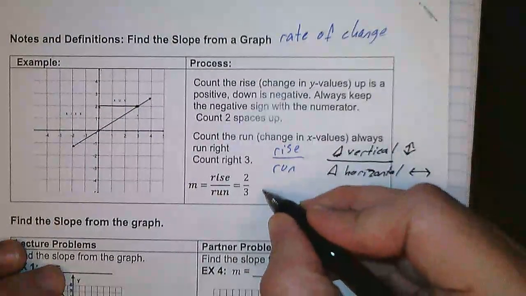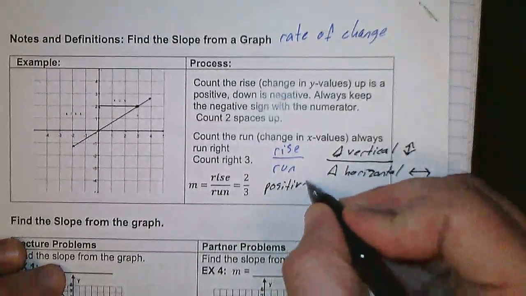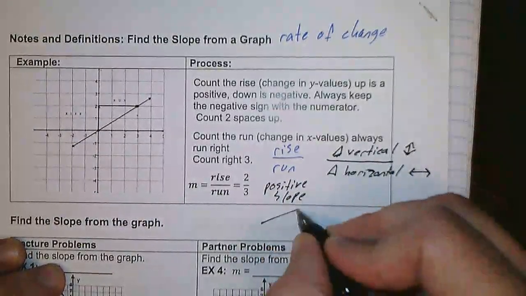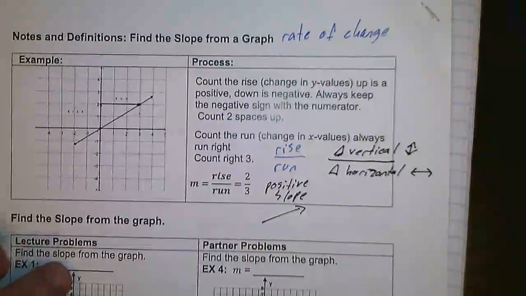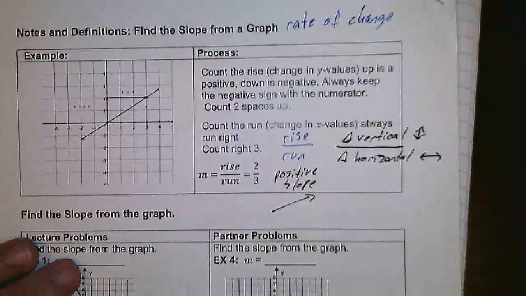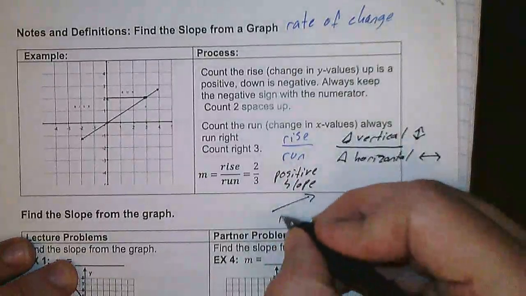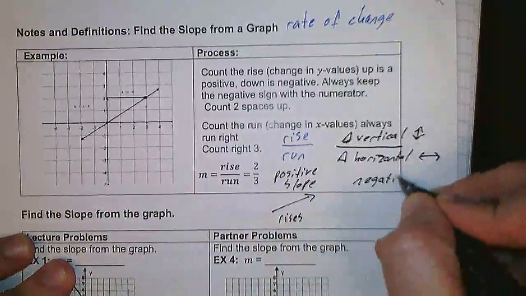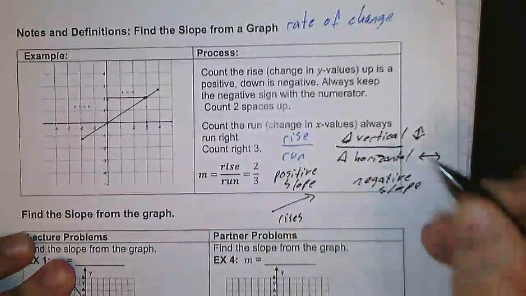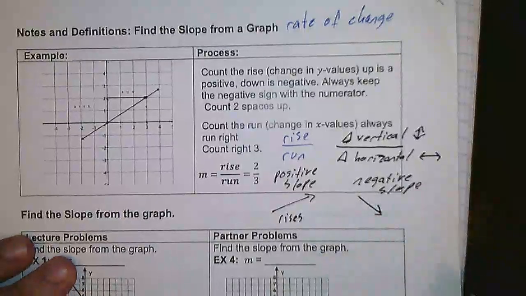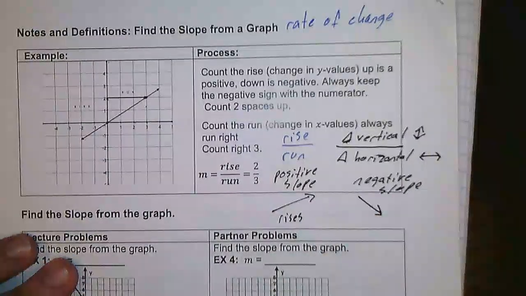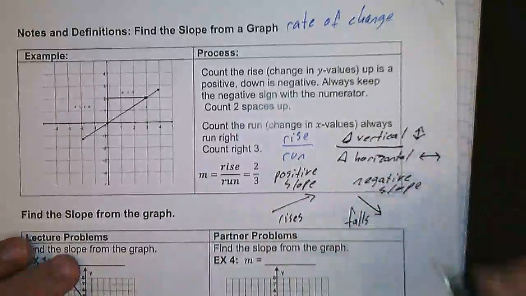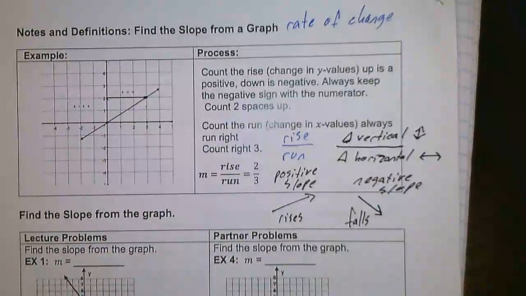It's important to know that a positive slope goes up from left to right. The terminology that Alex uses is rises from left to right, where a negative slope goes down from left to right. And the terminology that Alex uses is that it falls from left to right. And the steepness of the line will vary with each slope.